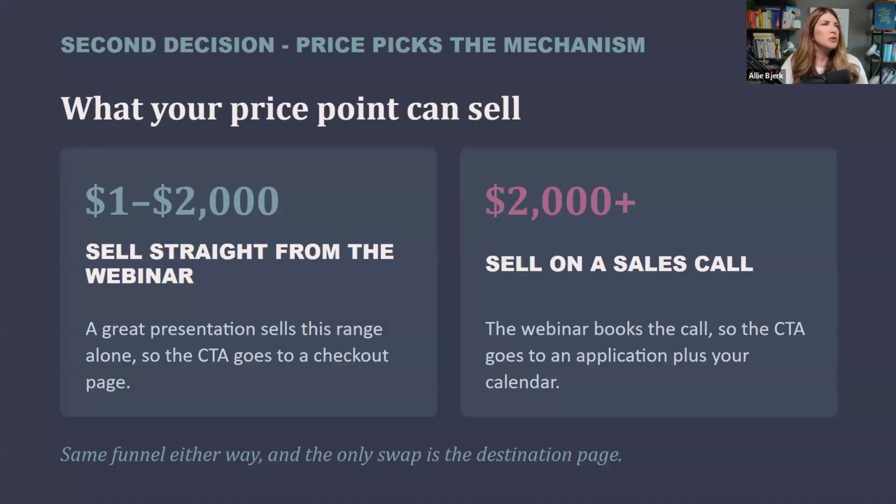When it comes to deciding the price point of what you're selling, I usually say start with the end in mind and then reverse engineer your strategy for what it is that you're selling and how you're selling it. And these are the benchmarks that I usually consider. When you think about what your price point is, if you're selling something that's $1 to $2,000, you can sell it straight from the webinar.